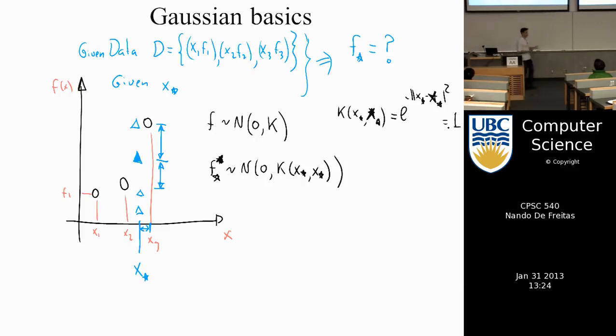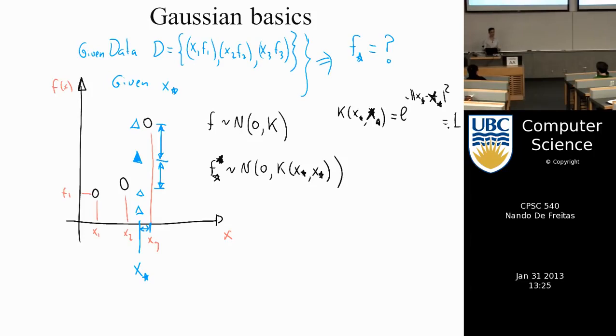Now, f and f star by themselves are independent. I somehow want them to have the same property that all of you voted for. That is, that they be correlated. If you increase x, f seems to increase. So if you increase x star, f star should also increase. If you increase x, f star should also increase too, because that's essentially why we pick that triangle. So I want them to be correlated.